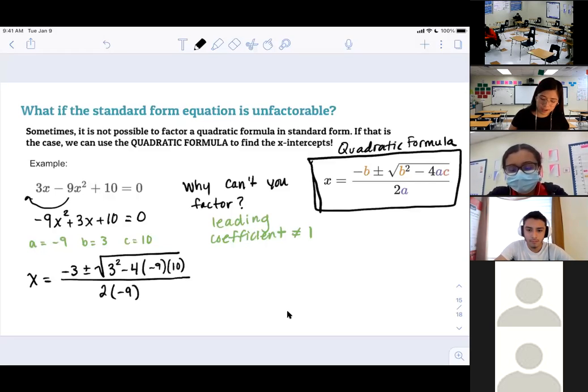So I gotta take everything under the radical, we gotta simplify all that. Wait, what's the radical again? Square root symbol.